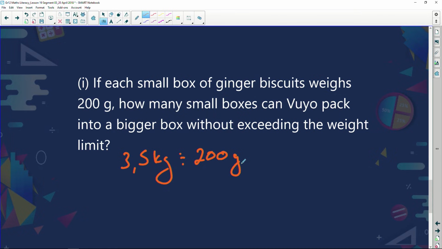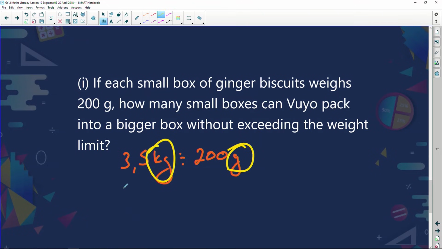But we have a problem. And the problem, folks, is this. I cannot divide kilograms by grams. So I've got to change either the kilograms to grams or change the grams to kilograms. I'm going to change the kilograms into grams. So I know there are 1,000 grams in a kilogram. So 3,5 is 3,500 grams. And I'm going to divide that now by 200 grams.